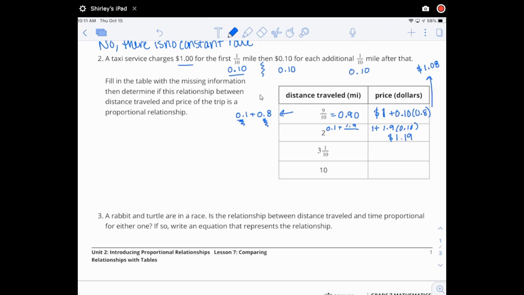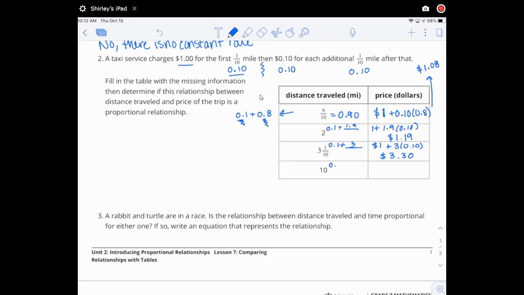Now I have 3/10 of a mile. So again, my first tenth of a mile charges me $1 plus what to 3/10? Well, that's 3. So $1 plus 3 miles times 10 cents per mile. 3 times 0.1 is 0.3 plus $1, $3.30.